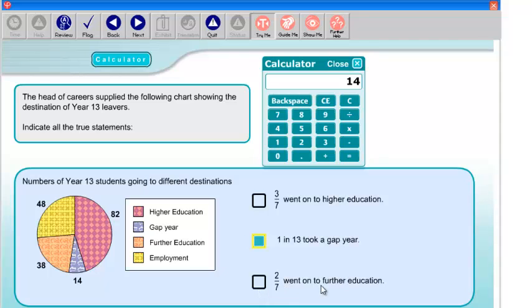Finally, 2/7 went on to further education. So you get the idea by now. On the calculator, 2 divided by 7 times by 182 students equals 52. Further education is the orange color, and it's nowhere near 52, it's only 38, so that's definitely false as well. Nice and easy question, this one.